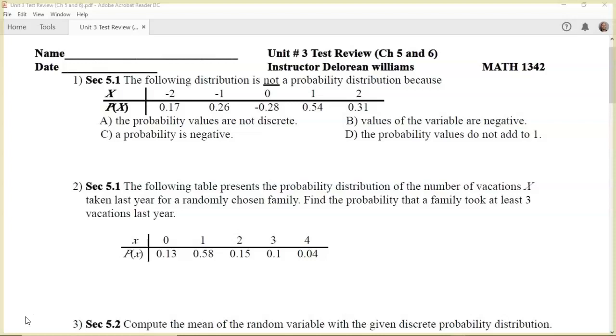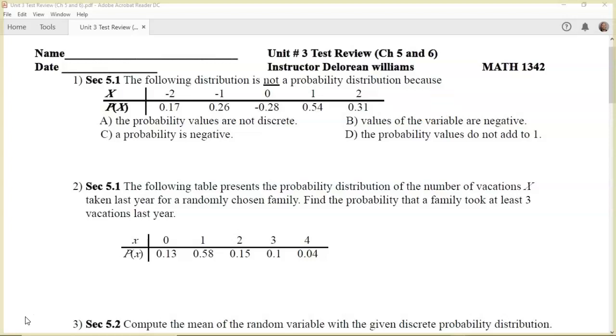And so for questions 1 and 2, it's kind of bringing back that information that you were introduced to in the beginning of the unit. Question 1 wants you to determine why the following distribution is not a probability distribution.